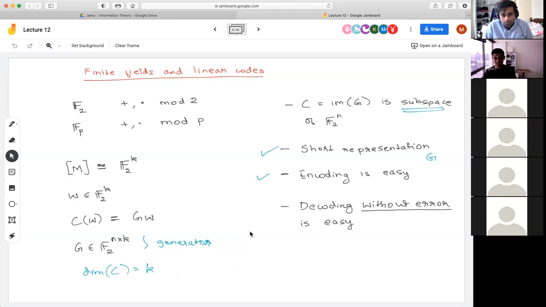The decoding, of course, still requires work. Decoding as in: you sent a message, there was an error in the channel, but suppose I told you that there was no error. So I gave you X, which I promised is a code word. Can you find W such that G times W is equal to X? Given a code word, can you find the message from which it came? Not a noisy, corrupted code word, just an actual code word. Any guesses how?